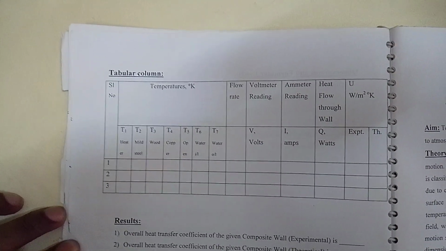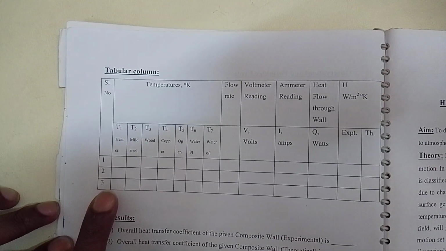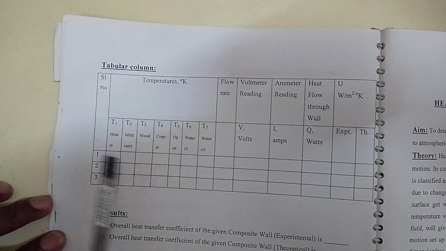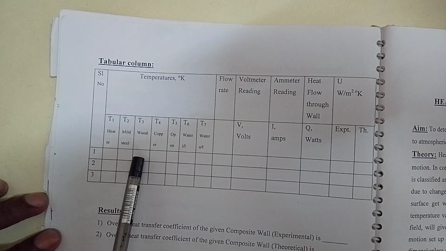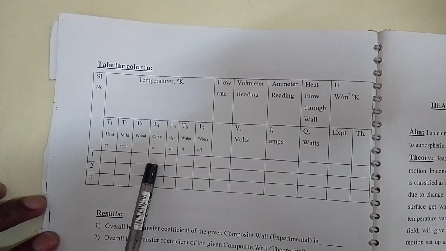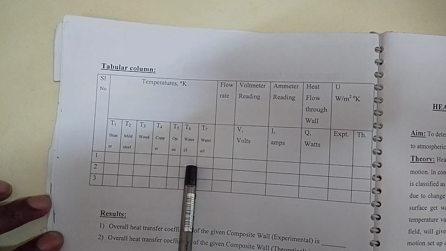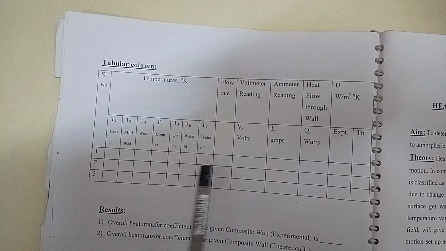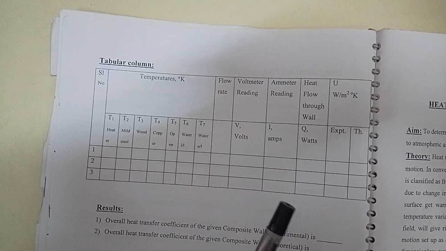So here in this tabular column we can see the temperature chart. Here T1 is the temperature of the heater, T2 is in the mild steel, T3 is in the wood, T4 is in the copper, T5 is open to the atmosphere, T6 is at the water inlet, and T7 is at the water outlet. All of these are measured with the help of thermocouples which are placed there.